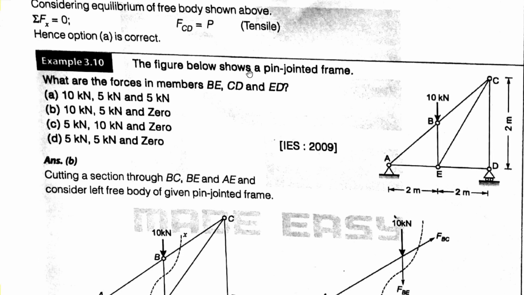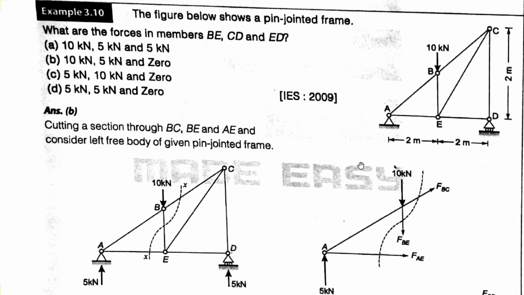The figure below shows a pin jointed frame. This is a pin jointed frame, and this is a hinge support here, this is a roller support here, and this is a joint. Pin jointed C, this is an external load of 10 kilonewton, and these are 2 meter, 2 meter, 2 meter. Now what are the forces in members BE, CD and ED? We need to find the member forces in BE, CD and ED.